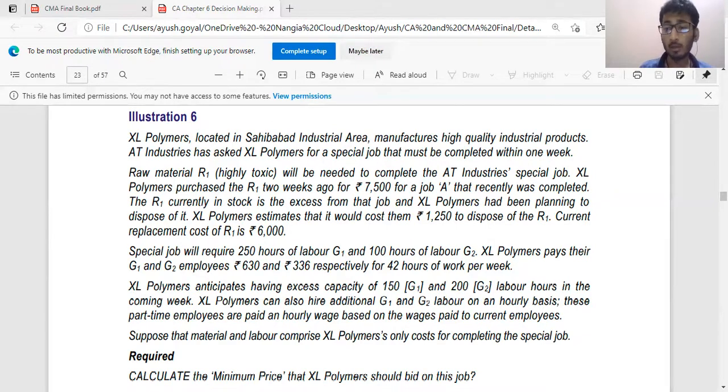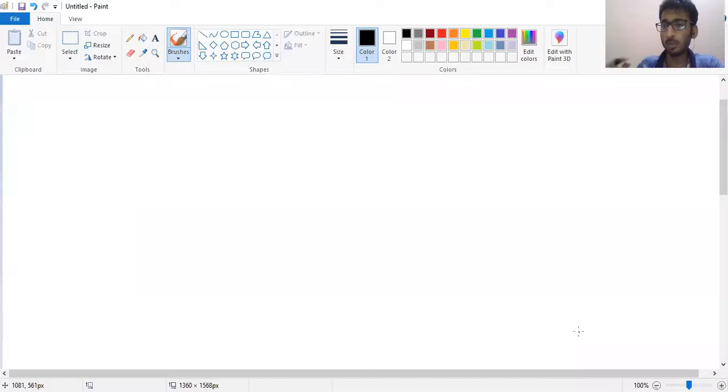Related to decision making would be completed. So all the topics would be completed. We have basically started from marginal absorption costing. We'll do some questions related to marginal absorption in the next 5 to 6 lectures, when we'll solve the questions given in the CMA final material.